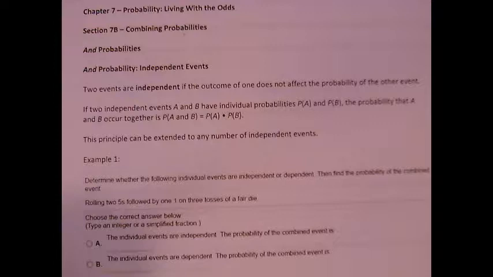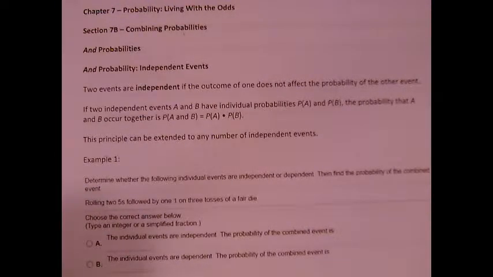Two events are independent if the outcome of one does not affect the probability of the other event. Okay, that's what an independent event is, by definition.